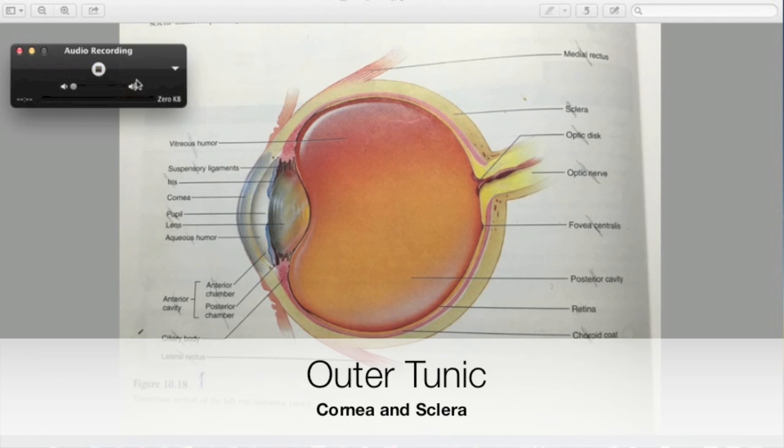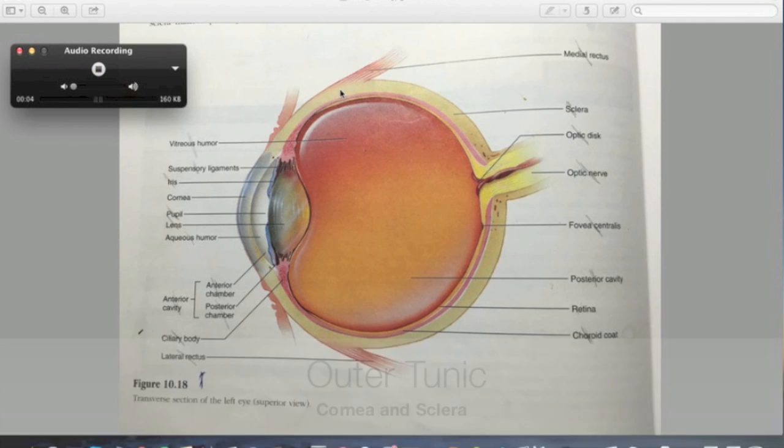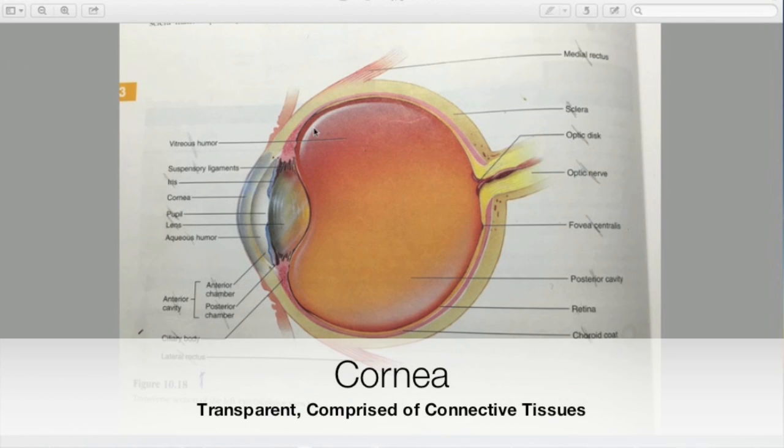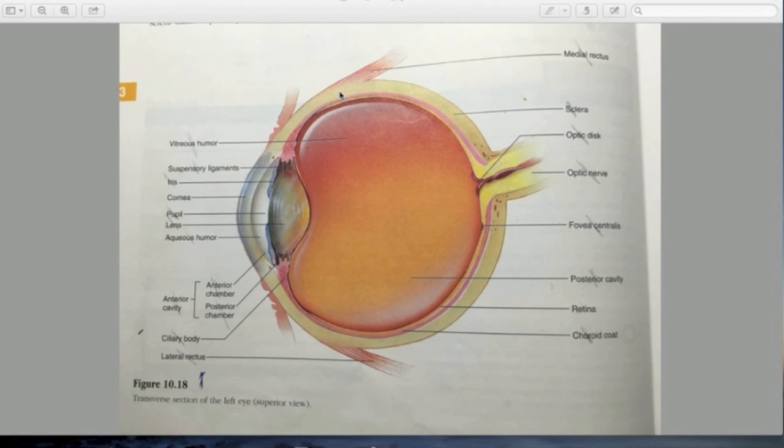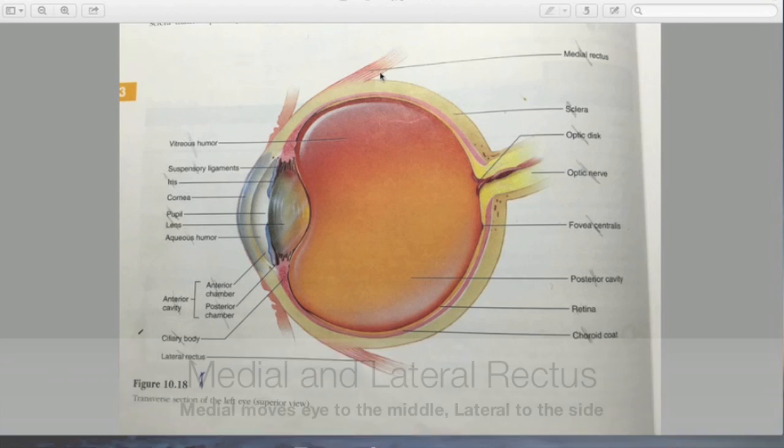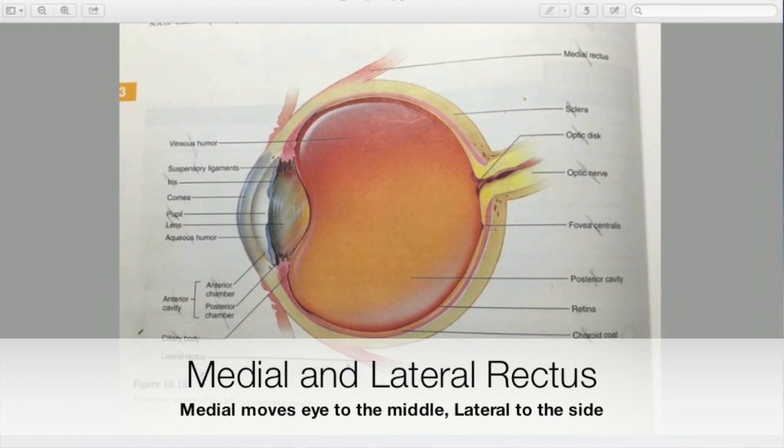Okay, I'm gonna start by talking about the outer tunic, which is composed of the cornea and sclera. The cornea is transparent and comprised largely of connective tissues, and the sclera is the white part of the eye, which protects the eye and is an attachment for the muscles, which help the eye move. And also there's the medial rectus and lateral rectus, which move the eyes: medial moves the eyes to the middle, and lateral moves the eyes to the side.